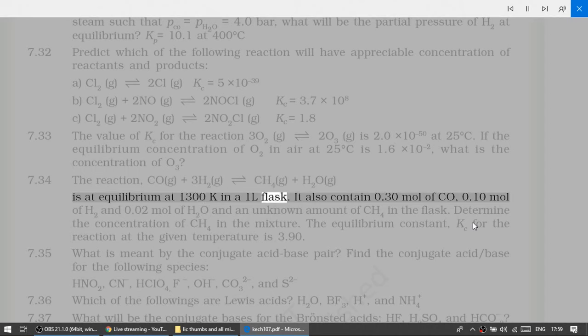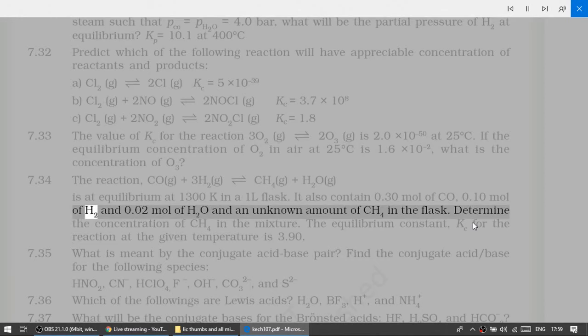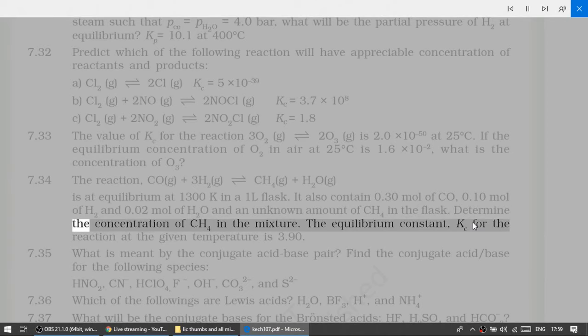7.34. The reaction CO(g) + 3H2(g) ⇌ CH4(g) + H2O(g) is at equilibrium at 1300 K in a 1 L flask. It also contains 0.30 mol of CO, 0.10 mol of H2 and 0.02 mol of H2O and an unknown amount of CH4 in the flask. Determine the concentration of CH4 in the mixture. The equilibrium constant, Kc for the reaction at the given temperature is 3.90.